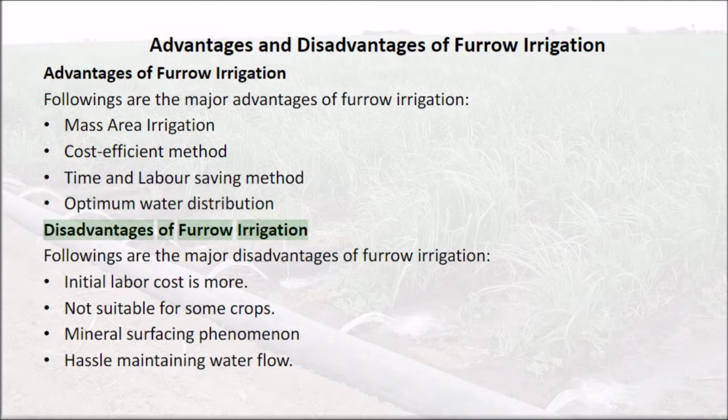Disadvantages of furrow irrigation. Followings are the major disadvantages of furrow irrigation. Initial labor cost is more. Not suitable for some crops. Mineral surfacing phenomenon. Hassle maintaining water flow.